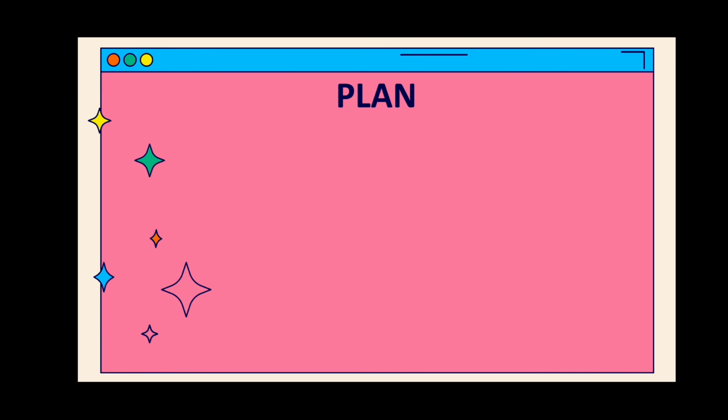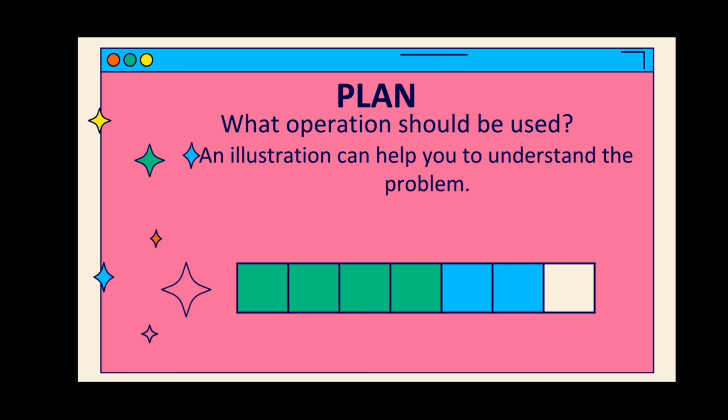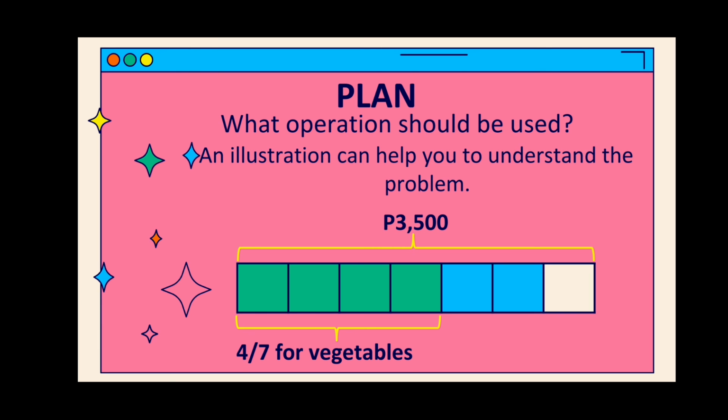Next step is plan. What operation should be used? An illustration can help you to understand the problem. So I have here an illustration. This is the representation of the budget na naka-allot para sa lulutuin ng dish ni Aling Rena. This is equal to 3,500 pesos. And 4/7 is for vegetables. Next, 2/7 is for fish, and the rest is 1/7, which is for meat.